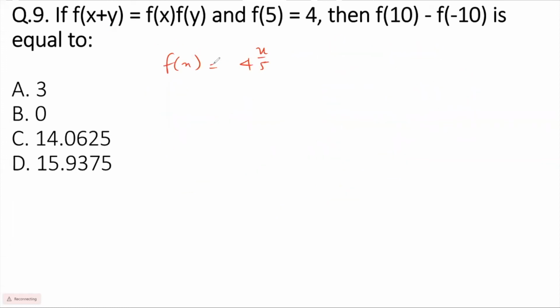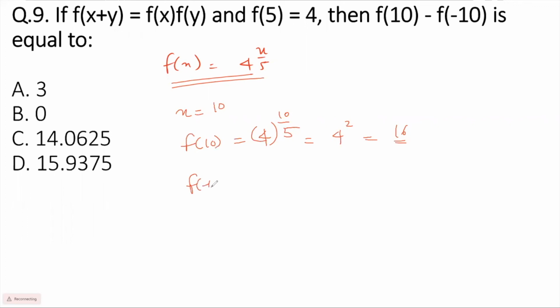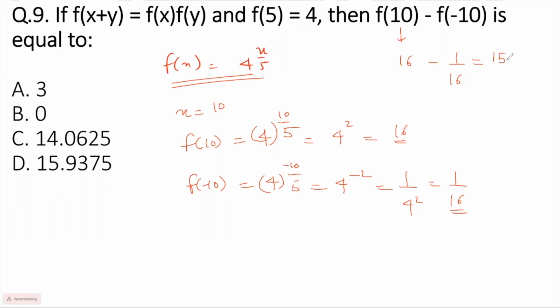And now, since I have the function before my eyes, I can directly put x is equal to 10. I will get f of 10 is equal to 4 raised to 10 by 5. That's 4 square, which is 16. Similarly, f of minus 10 will be 4 raised to minus 10 by 5. That's 4 raised to minus 2. 1 upon 4 square is 1 upon 16. So the final answer is 16 minus 1 upon 16. That is 15.9375.